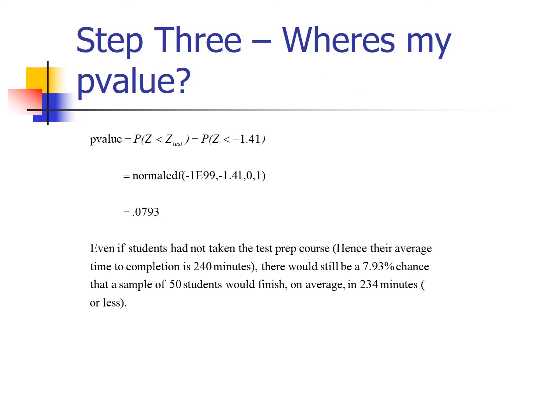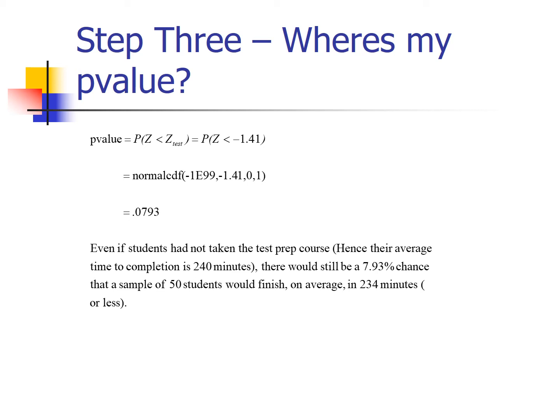The p-value, the probability that z is less than z test, right? Less than because of the alternative hypothesis. The alternative hypothesis was that mu was less than 240, so my p-value is going to be the probability that z is less than the test statistic. That is, the probability z is less than negative 1.41.